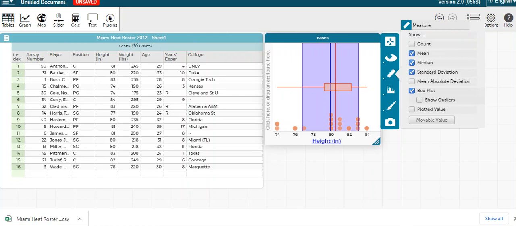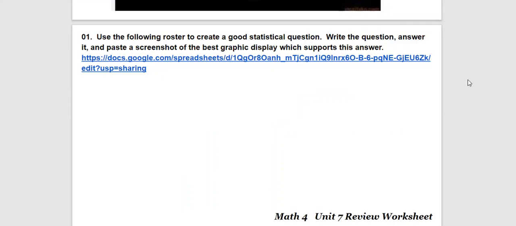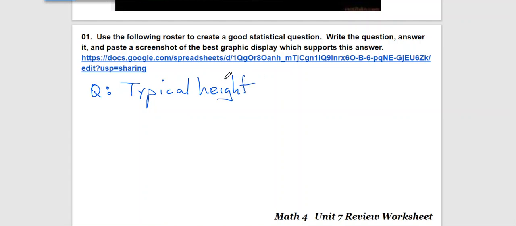So that's when we go back to this. This is how we're going to respond to it. First of all, we need the question, which the question is going to be the typical height. That's what I chose. Okay, so that's your good statistical question.